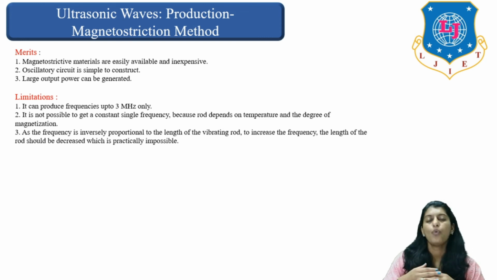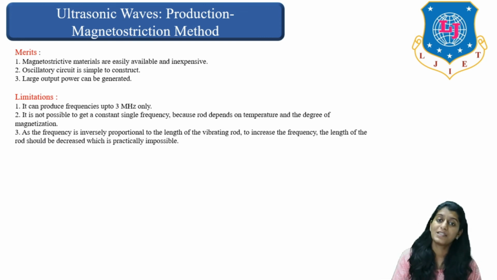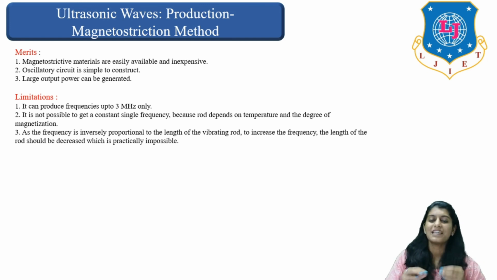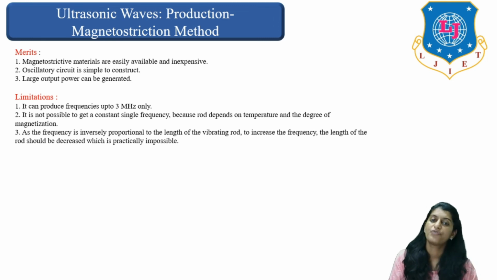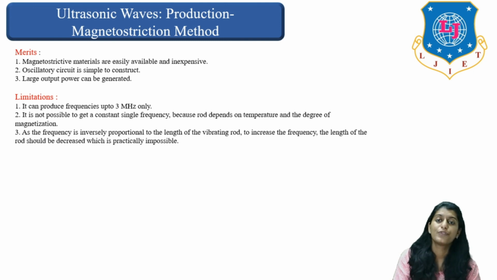Once we know the advantages of using this method, let us see what the drawbacks or limitations of this method can be. It can only produce frequency up to 3 megahertz, right? 3 MHz is the only frequency up to which this particular equipment or method can work and give you ultrasonic wave.